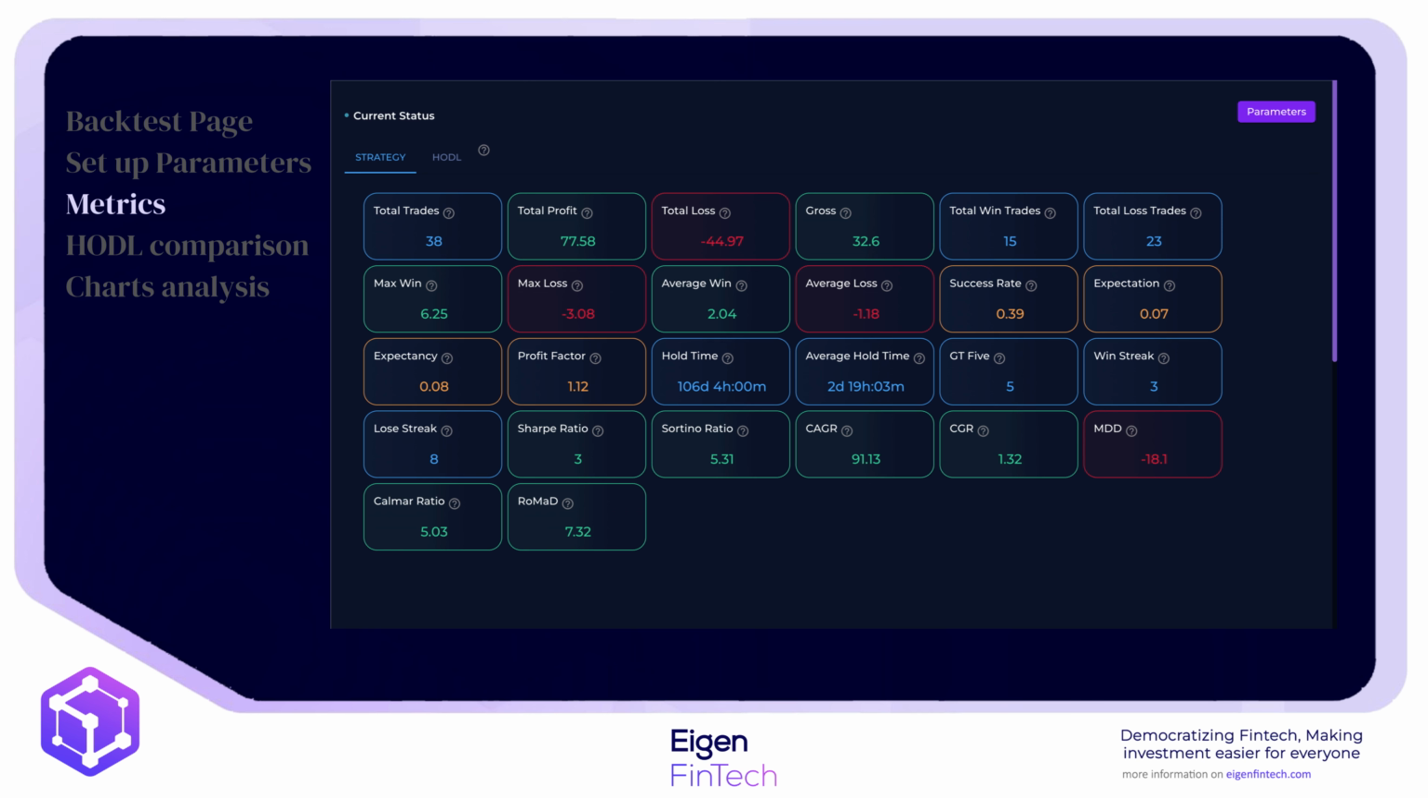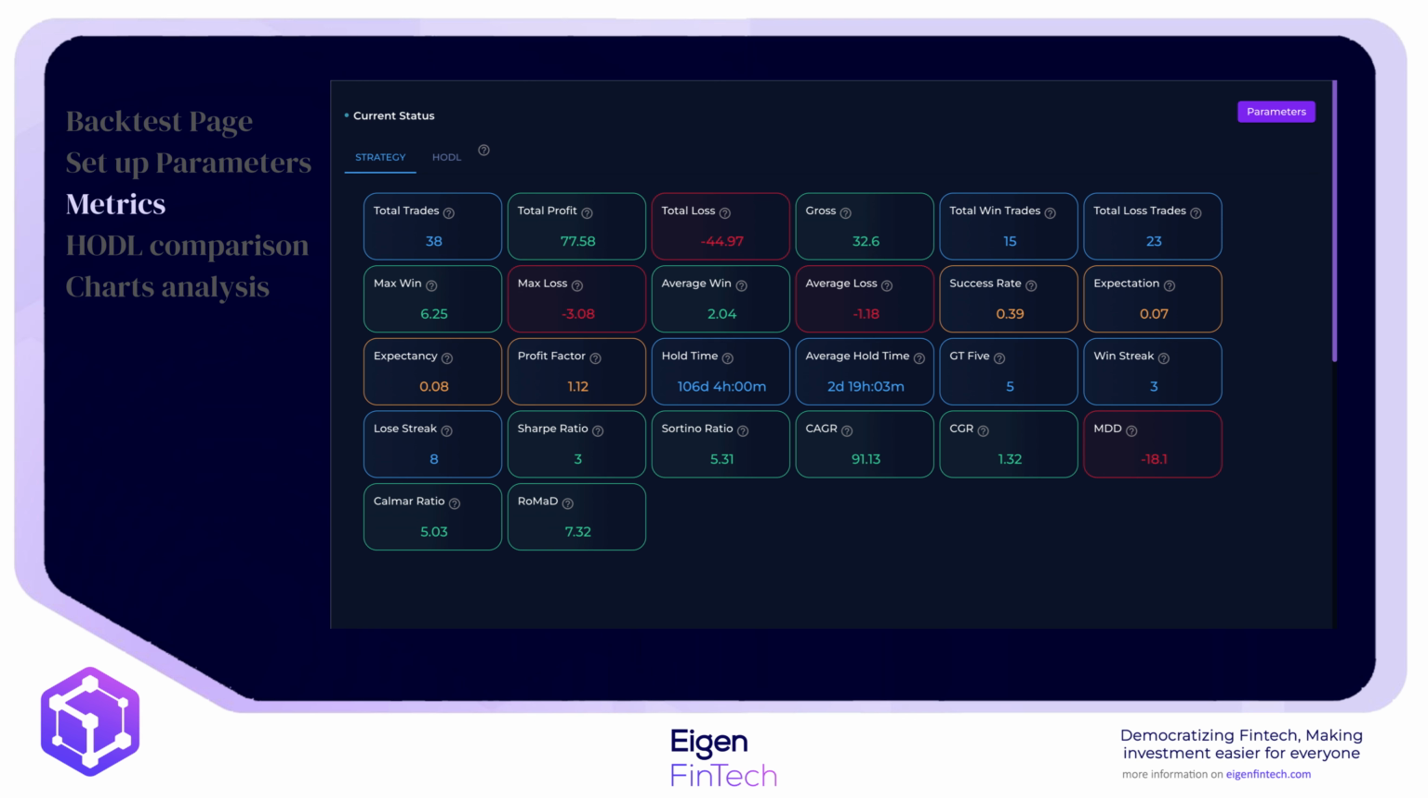Remember that 3-to-1 reward-to-risk ratio we set up? Win or loss profile. The numbers show beautiful asymmetry. Average win, $2.04. Average loss, $1.18. Maximum win, $6.25, 3 times bigger than the worst loss. This means when you won, you won bigger. The hallmark of a good risk-managed strategy. Risk assessment. Every strategy has tough periods. Worst drawdown, 18.1%.